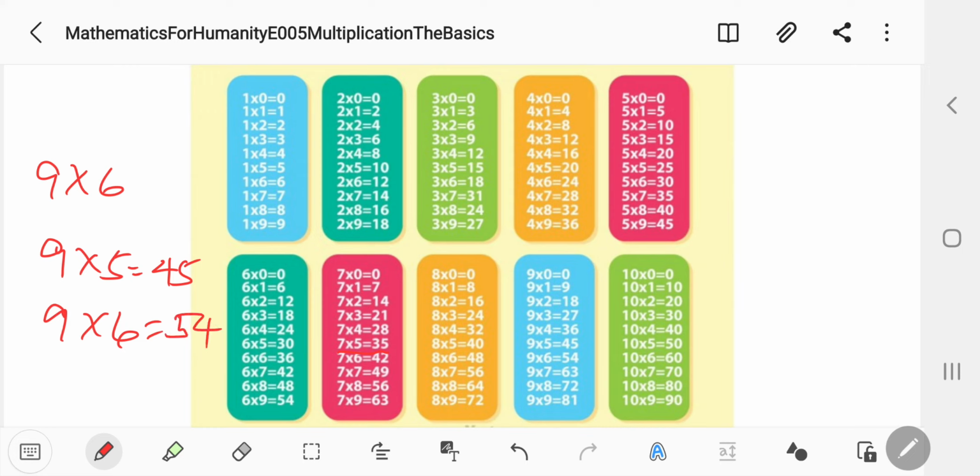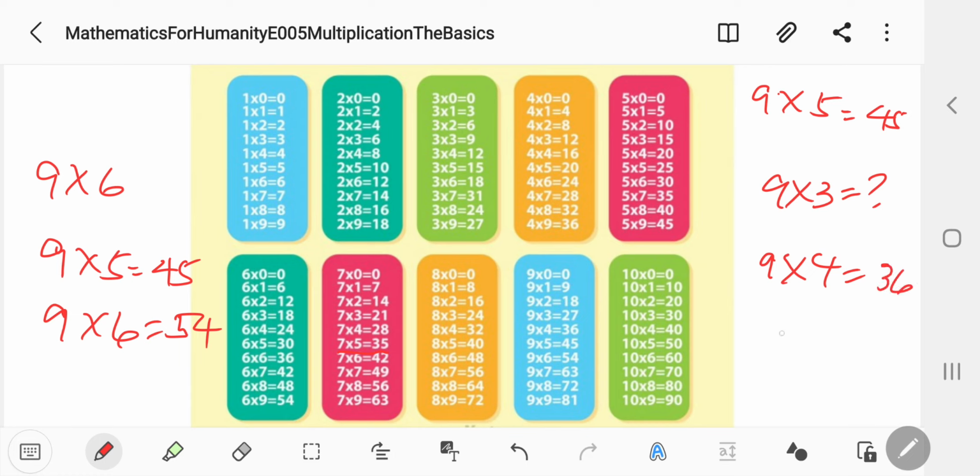How about 9 times 3? So you know that 9 times 5 is equal to 45, and so 9 times 4 would be 45 minus 9, this is equal to 36. Then 9 times 3 would be, you have to subtract 9, that's 27. So you know the trick, you know the drill. You're now an expert of multiplication.